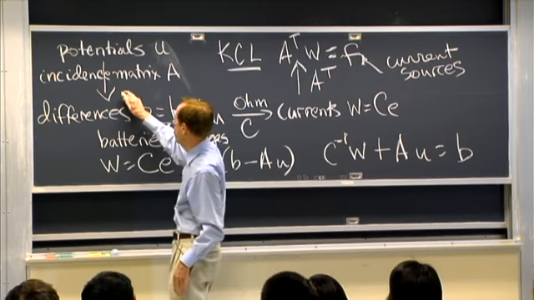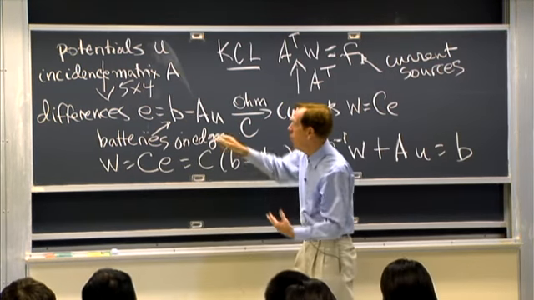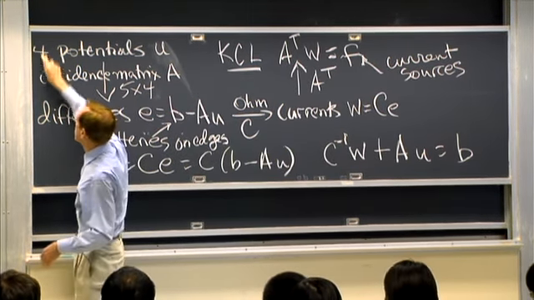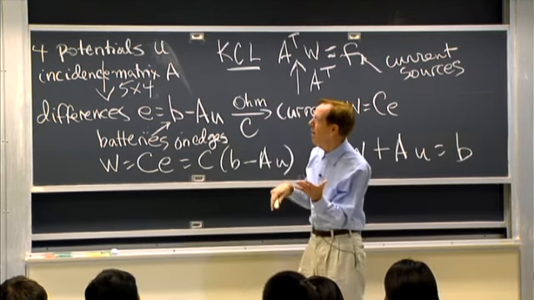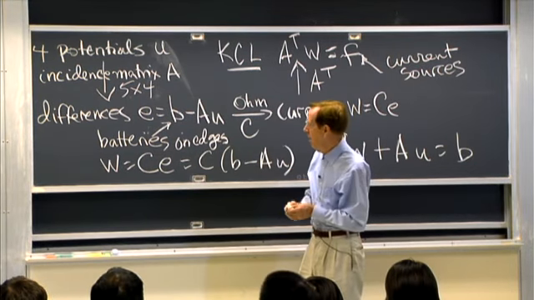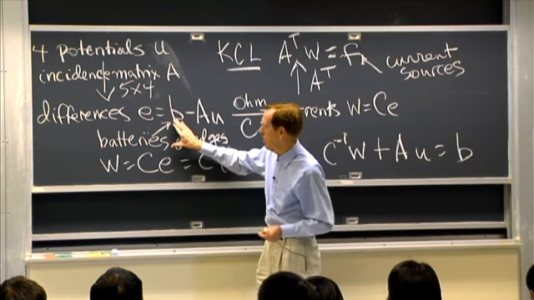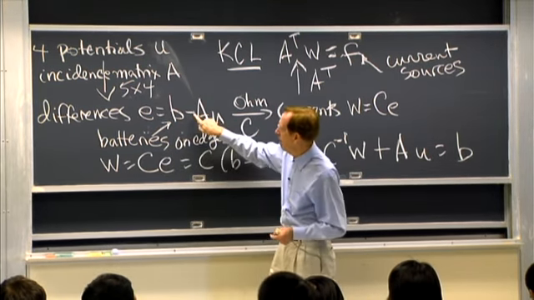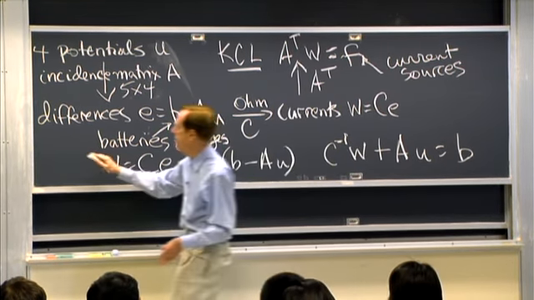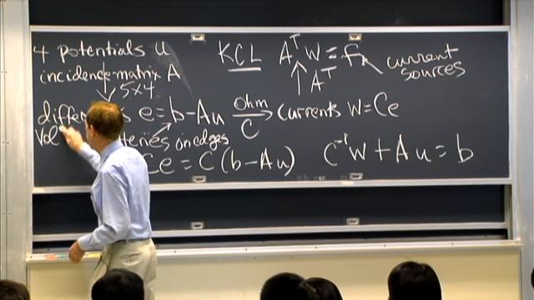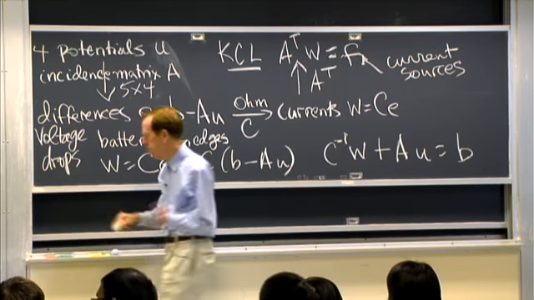This matrix A, you remember, was 5 by 4. From 4 potentials at the 4 nodes, A produces Au, 5 potential differences. But then there can also be source terms from batteries in the edges, and the minus sign is there because I'm talking about voltage drops. So when I say differences, I'm really speaking about voltage drops, because that's the way current flows.